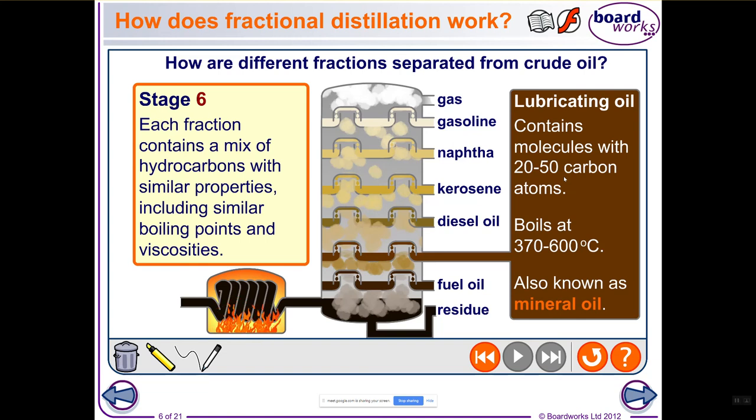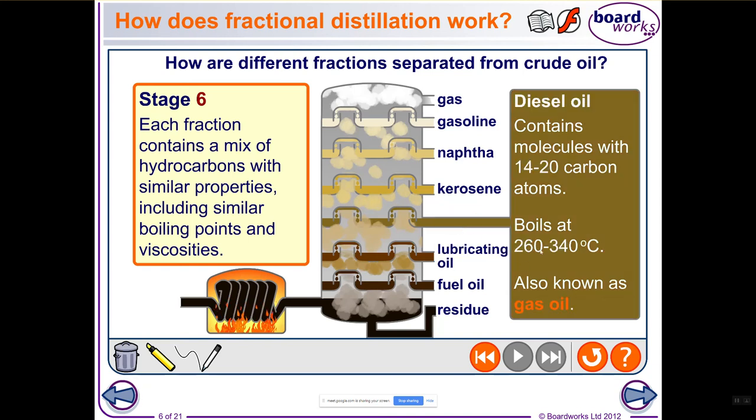What's the boiling point of diesel oil? Diesel oil, let's have a look. 260 to 340. Guys, you will never be asked for the boiling points of these chemicals, though, don't worry. Do I have to write it down? No.